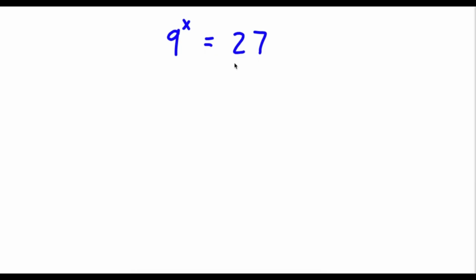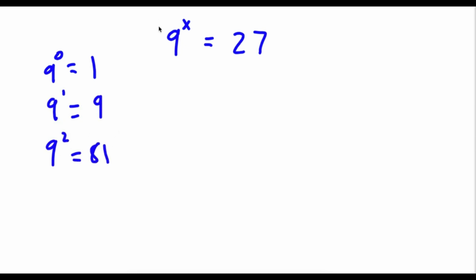And this may seem like a challenging problem because if you notice, you take, let's say 9 to the power of 0, right? This is equal to 1. 9 to the power of 1, this is equal to 9. And 9 to the power of 2, this is equal to 81. Meaning, x in this case would be either a fraction or also a decimal, because it can't be a whole number.